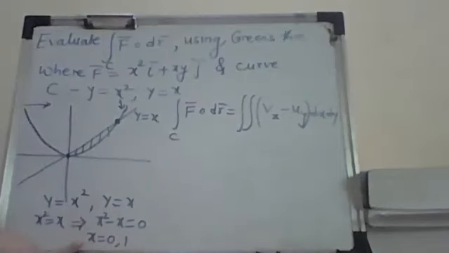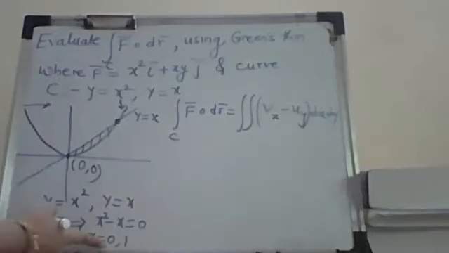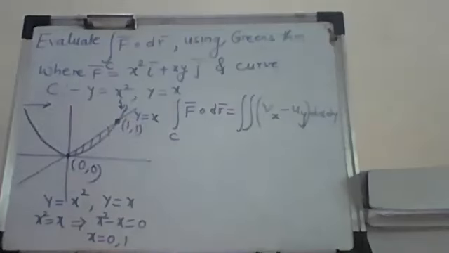So when you put x as 0, we get y as 0. So this point is (0, 0). And when you put x as 1, y is 1. So we get this point as (1, 1). Correct? So we have drawn this diagram. Diagrammatical representation is over now.